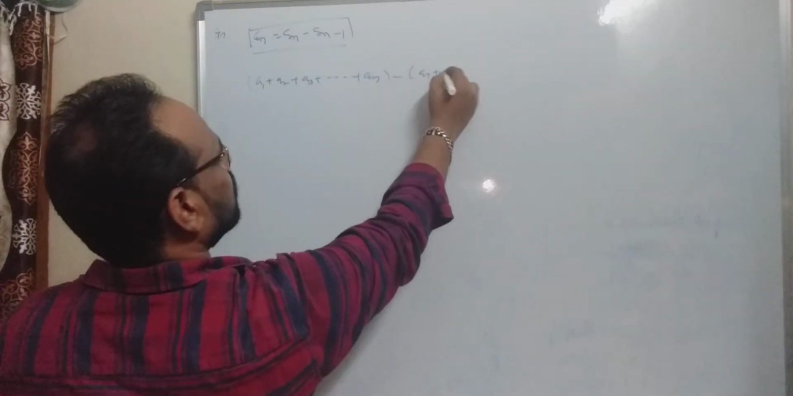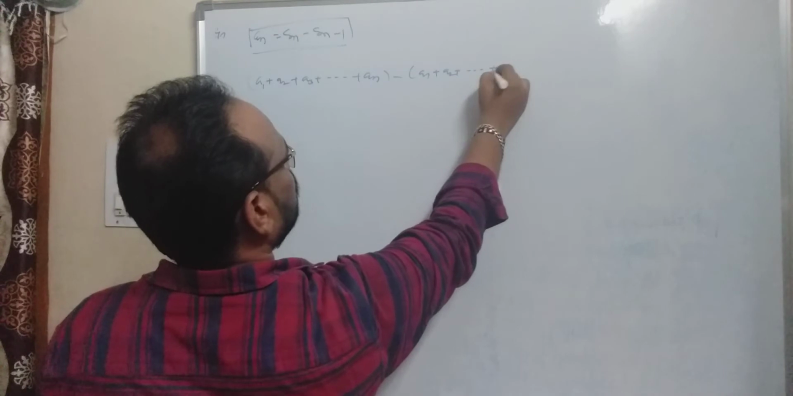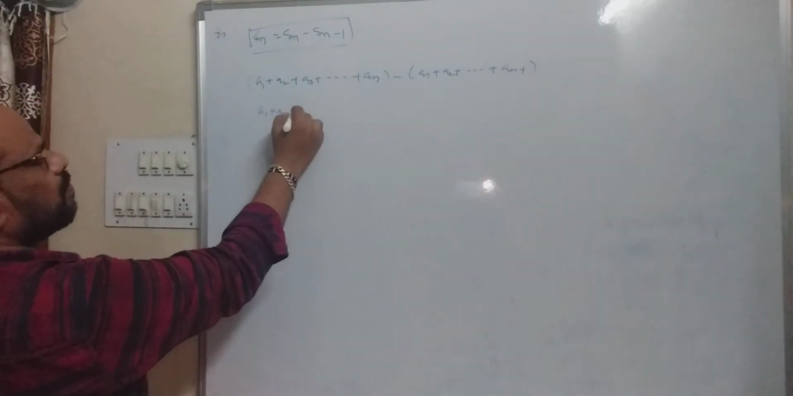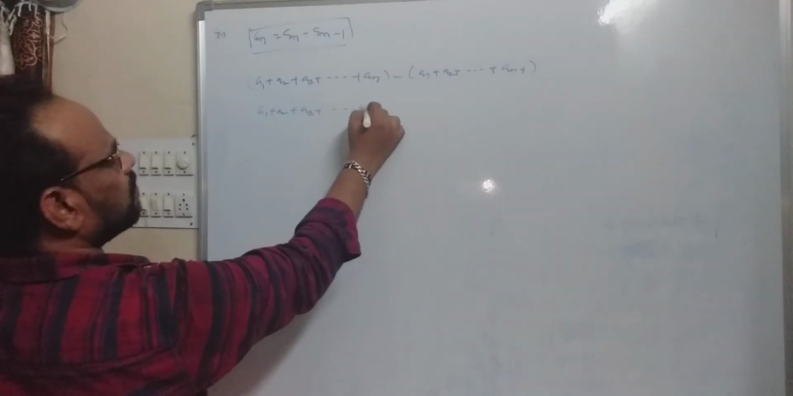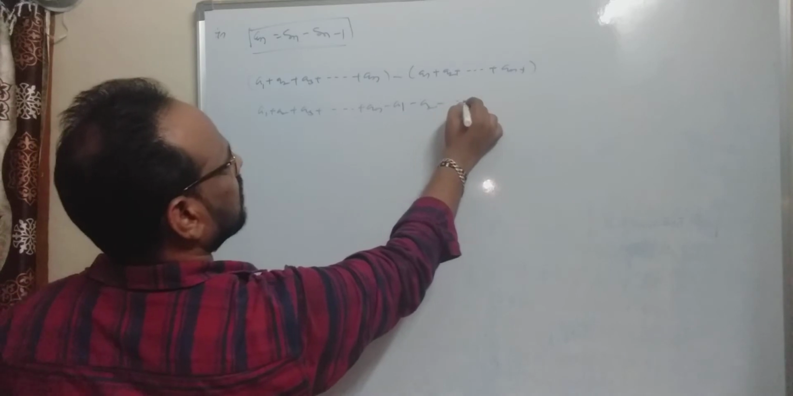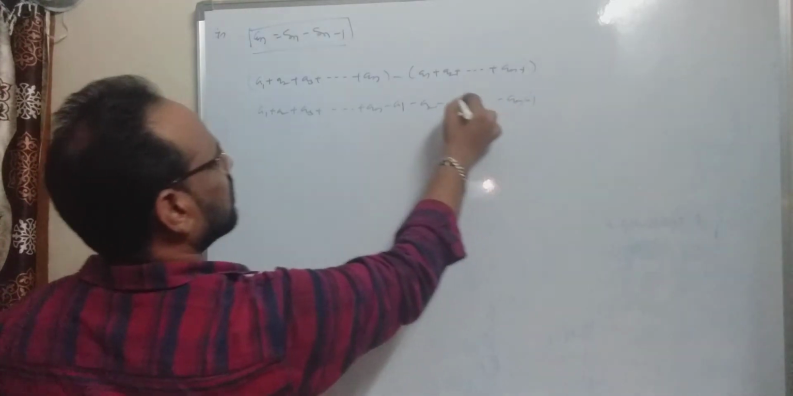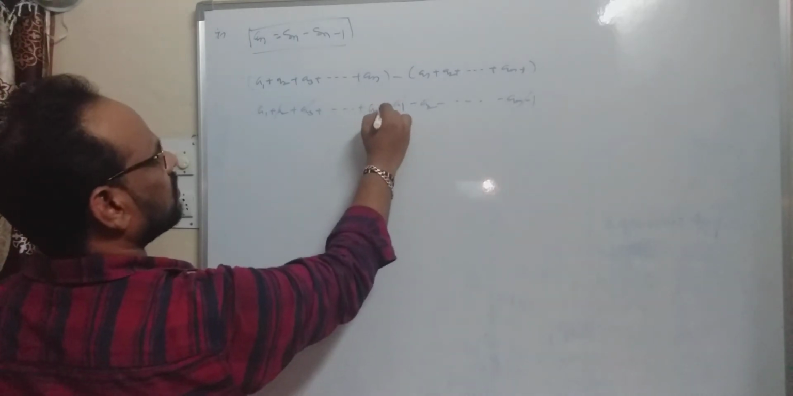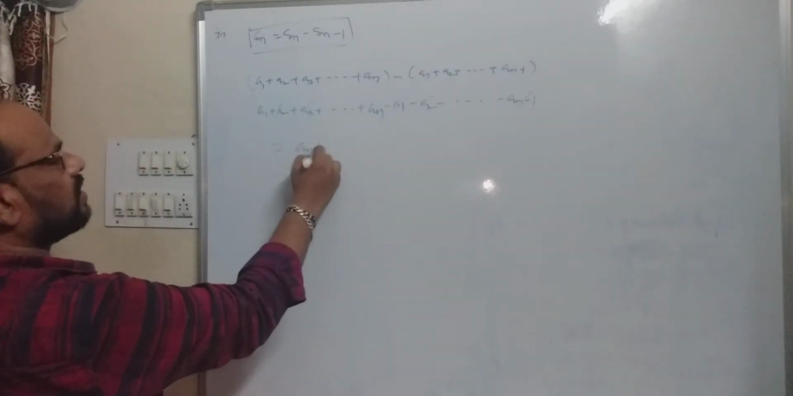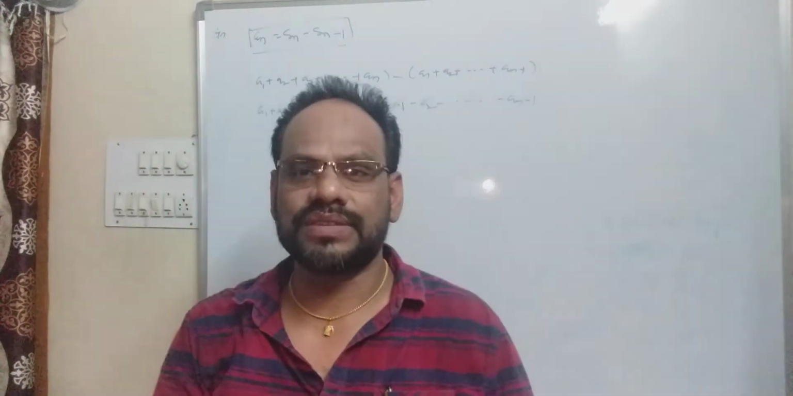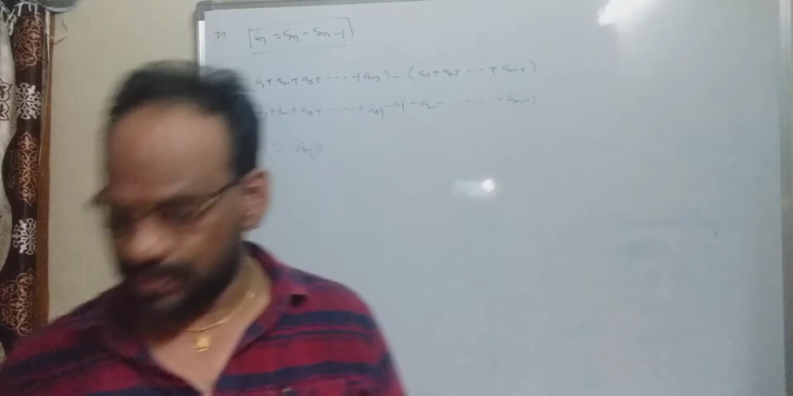So a1 plus a2 plus and so on plus a(n minus 1). a1 plus a2 plus a3 plus and so on plus an, minus a1 minus a2 minus and so on minus a(n minus 1). Get cancelled, get cancelled, get cancelled. Only an will be there. So Sn minus S(n minus 1) is nothing but an. Next property.